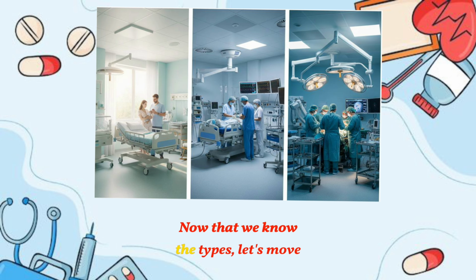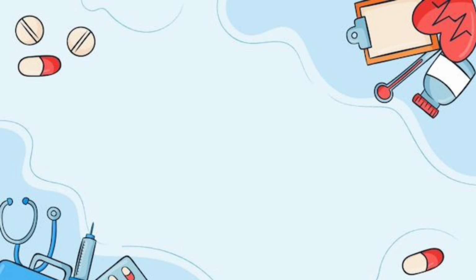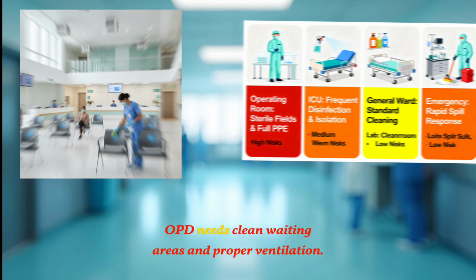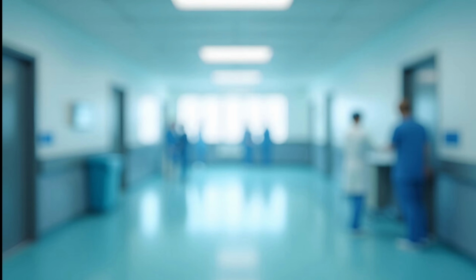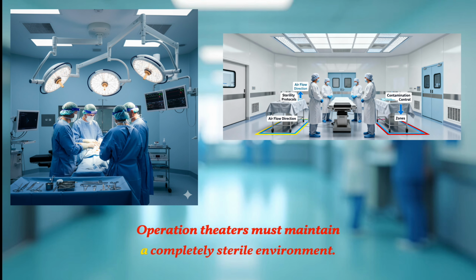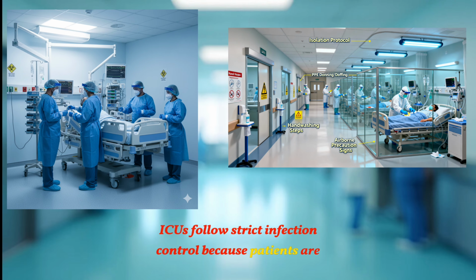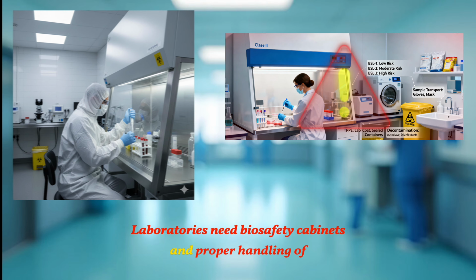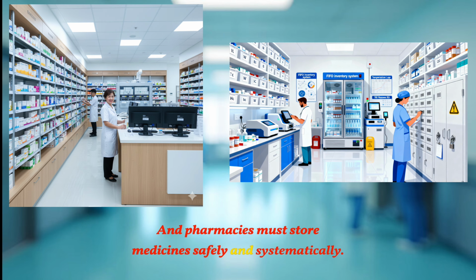Now that we know the types, let's move into the major departments found in a hospital and their specific environments. Different hospital departments require different hygiene standards. OPD needs clean waiting areas and proper ventilation. Wards require daily cleaning and adequate spacing between beds. Operation theatres must maintain a completely sterile environment. ICUs follow strict infection control because patients are critically ill. Laboratories need biosafety cabinets and proper handling of samples. And pharmacies must store medicines safely and systematically.